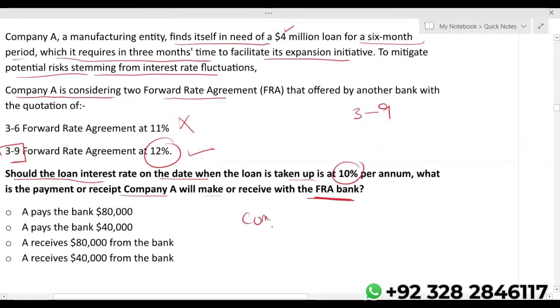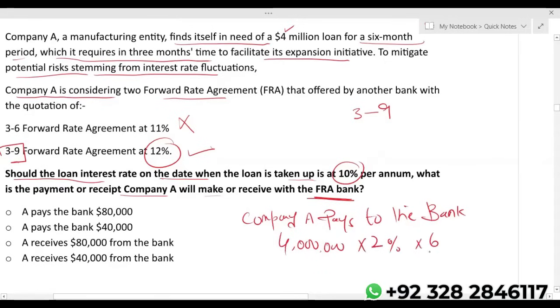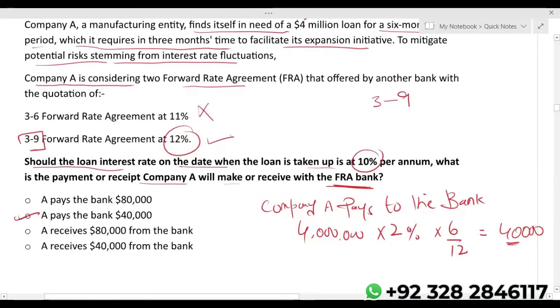So Company A pays to the bank due to the FRA. The loan is 4 million. You will have to pay 2% into 6 by 12. Let me use the calculator. 4 million. Students, I'm getting 40,000. So we have to pay to the bank 40,000.